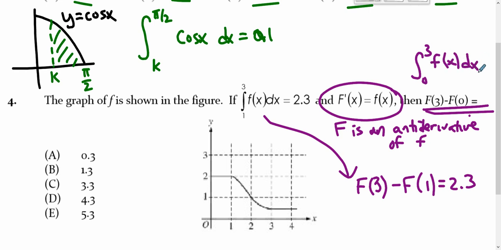What is that? Well, the question says that this part has an area of 2.3. And this part, because I passed elementary school, has an area of 2. And so together, there it is.